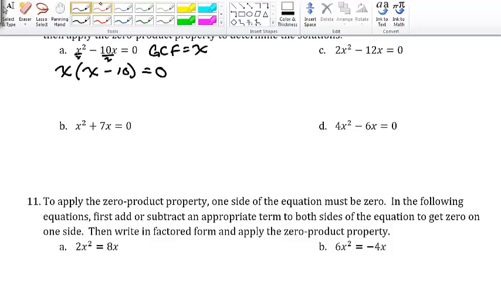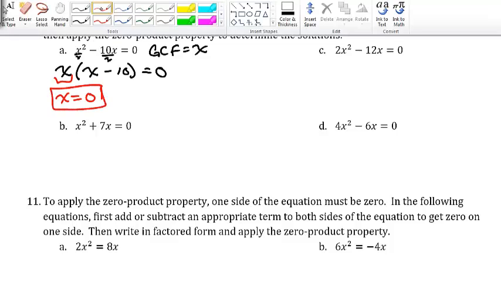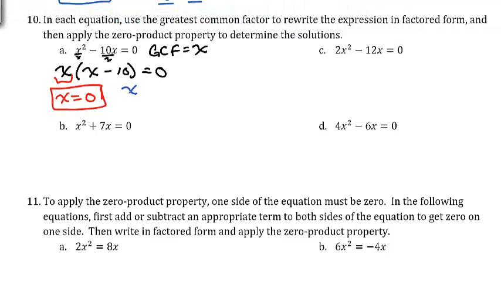So now we're going to set this first part equal to 0. That gives me the solution x equals 0. And then we're going to set this x minus 10 equal to 0, and we would add 10 to both sides. And it gives us the solution x equals 10.